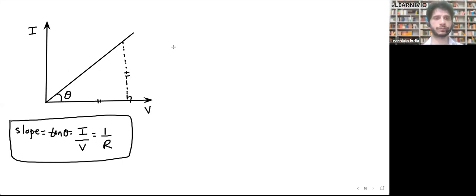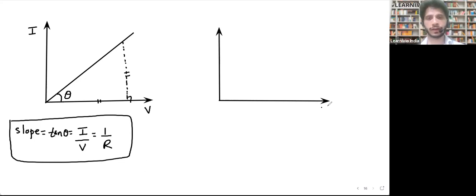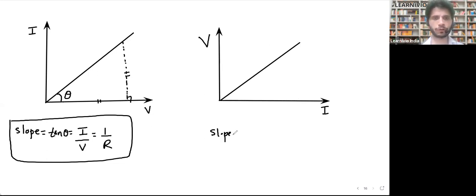But instead of this, if I draw this graph in this way, like if I write I here and V here, and I say that it's following Ohm's law, that means your graph should be a straight line. If I calculate slope now, this angle is theta, then slope is tan theta. How much is slope now? Is it I by V or V by I? It's perpendicular upon base, so it's V by I, which is equal to R now.